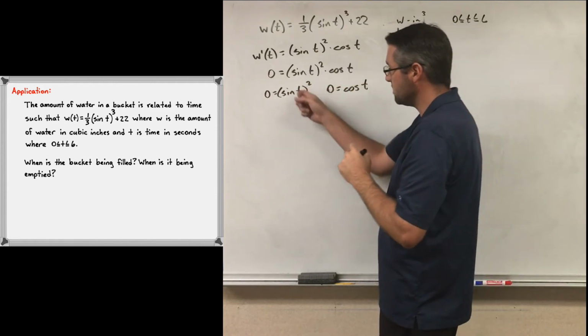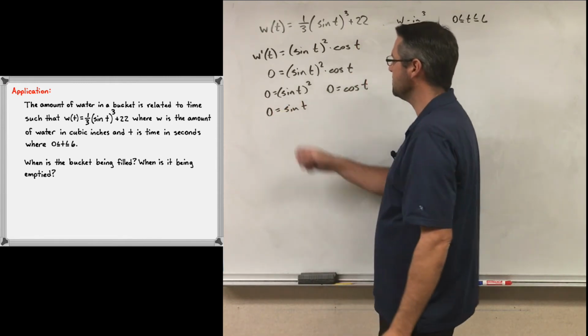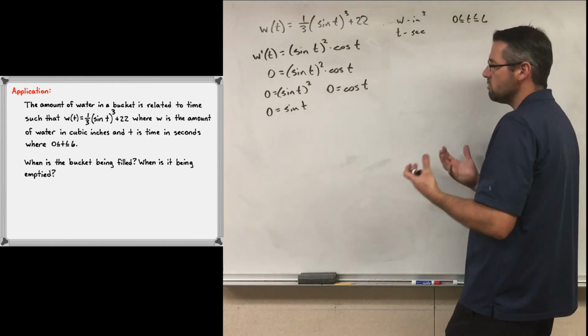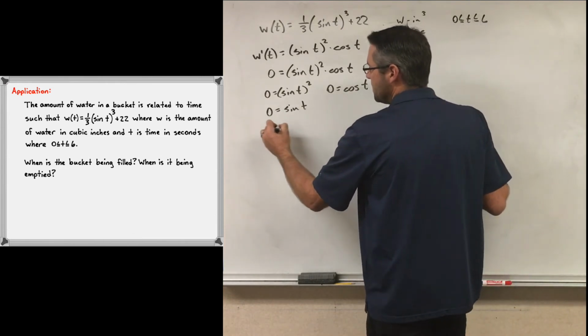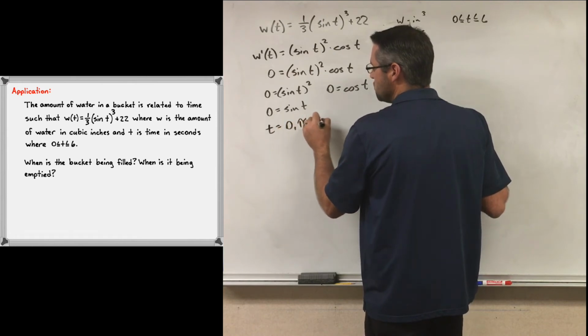Now solving this, obviously we're going to square root. Square root of 0 is just 0. So we're looking for when sine is 0 and cosine is 0. We should know how to do that, right? When does sine equal 0? Sine equals 0 at 0 and at pi and at 2 pi.